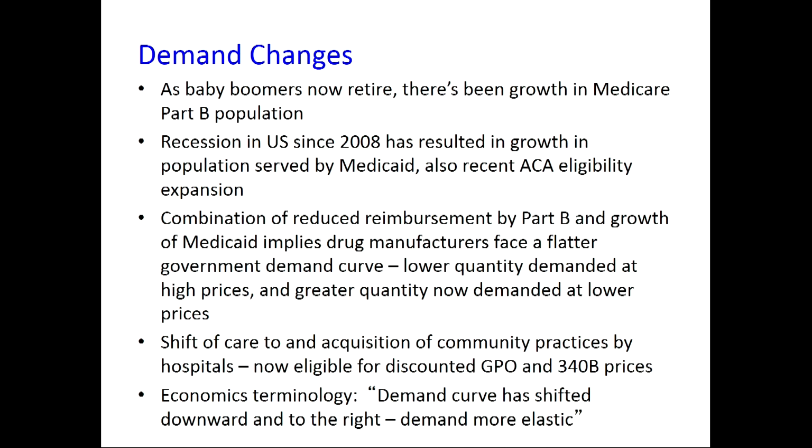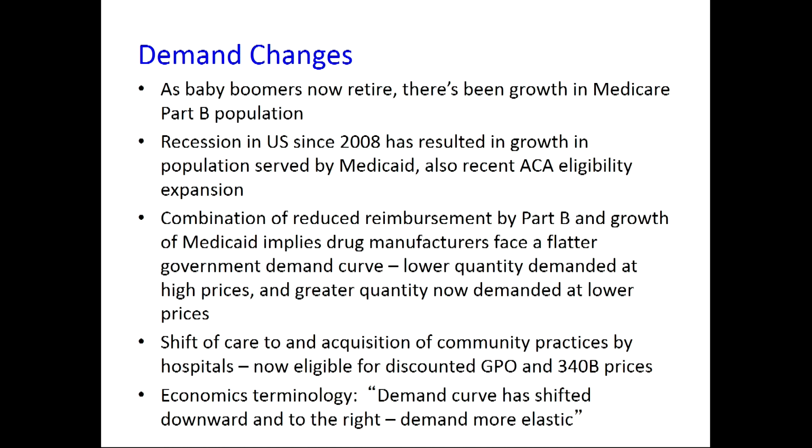On the demand side, what I basically want to point out is that there's been change in demand. We have got growth in the Medicare Part B population because of demographics. We had the recession and the Medicaid expansion. Together, these two, Medicare plus Medicaid, mean that the public sector is playing an increasingly important role. And a combination of reduced reimbursement by Part B and growth of Medicaid implies that drug manufacturers are facing a flatter government demand curve. Lower quantities demanded at high price and larger quantities demanded at a low price.